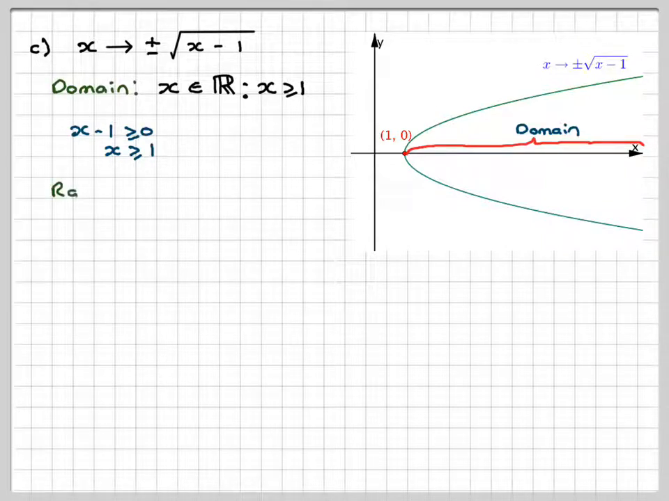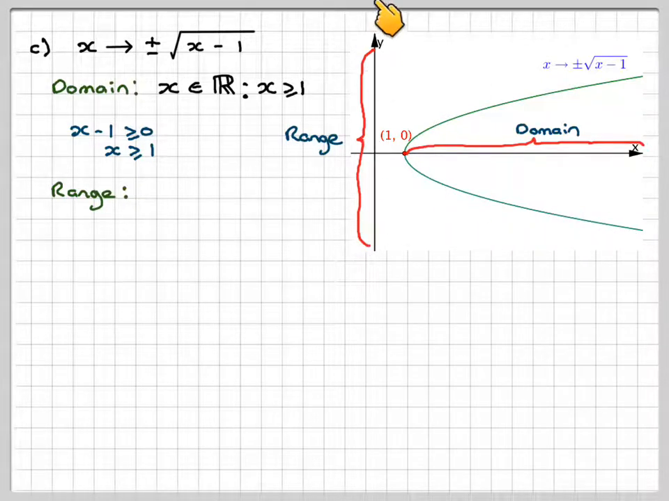Now, for the range, even though this is going up here slowly, we will get every value of y and every negative value of y. So the range will be y belonging to the set of real numbers.